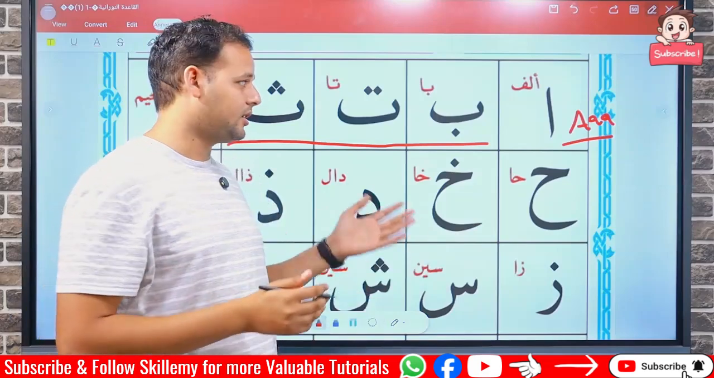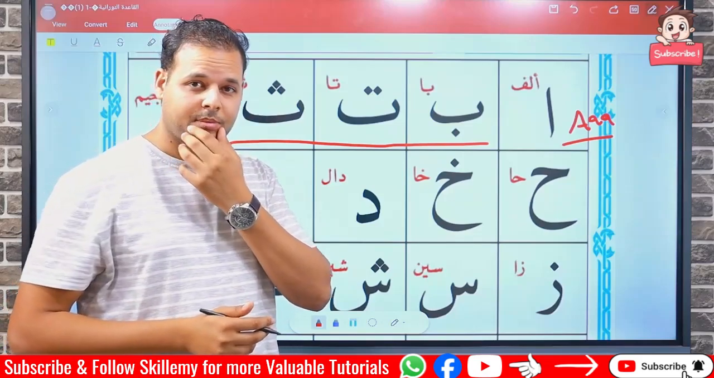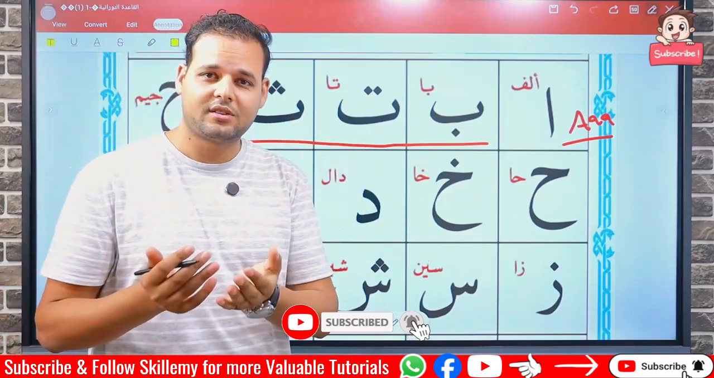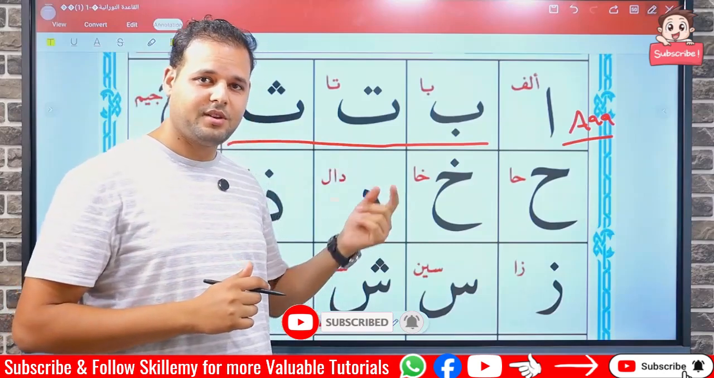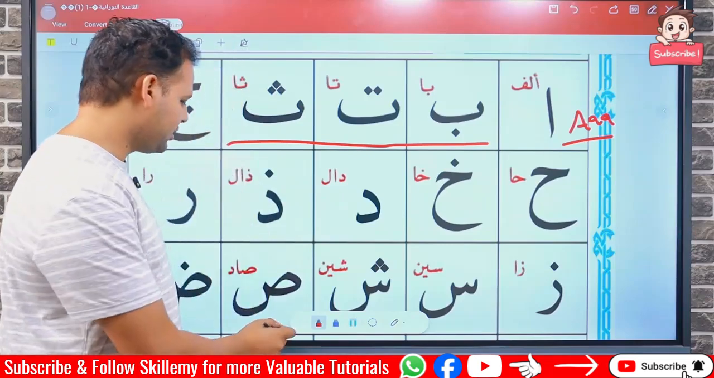And this is a mistake that happens in most of the applications that are online. Okay? So you will learn it as a kid. This is the letter and this is how you say it. You will compare the shape to the sound in your brain. Okay? Now we are going to start.